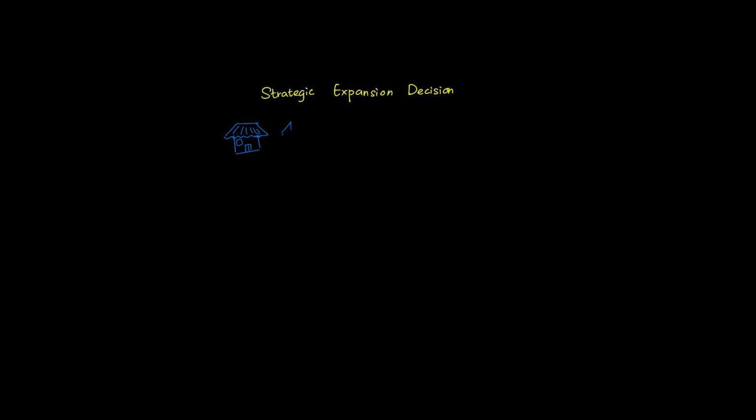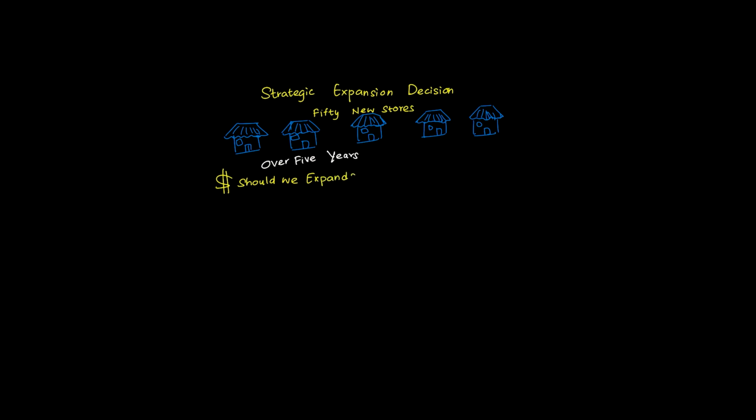A retail chain needs to decide whether to open 50 new stores over 5 years. This is a massive undertaking requiring hundreds of millions in investment. How do they decide if this expansion makes sense? The answer lies in applying time value of money methods.